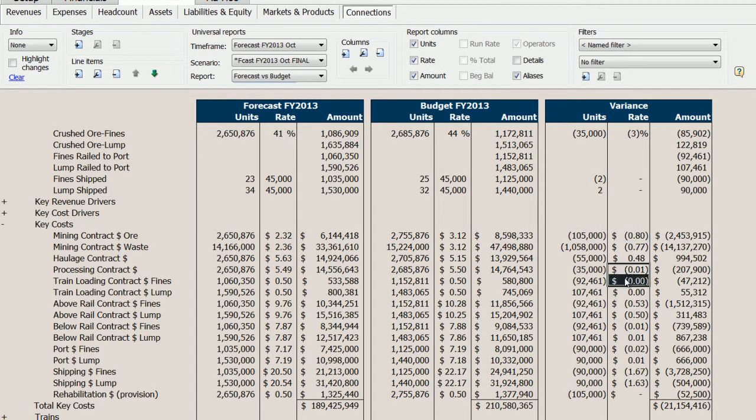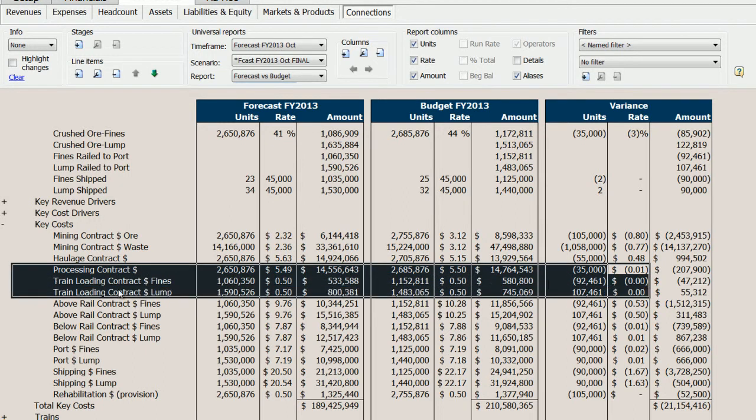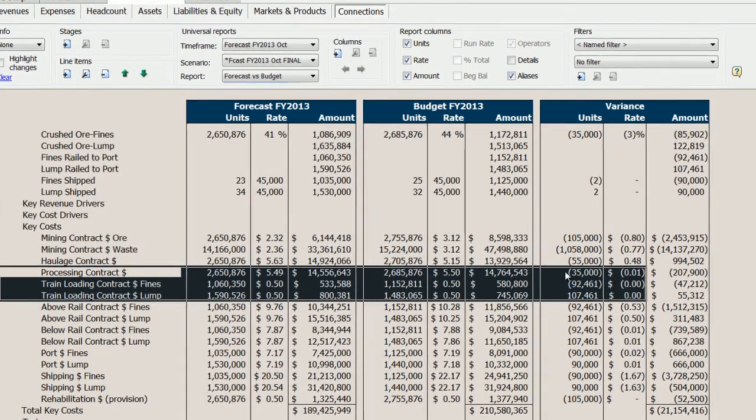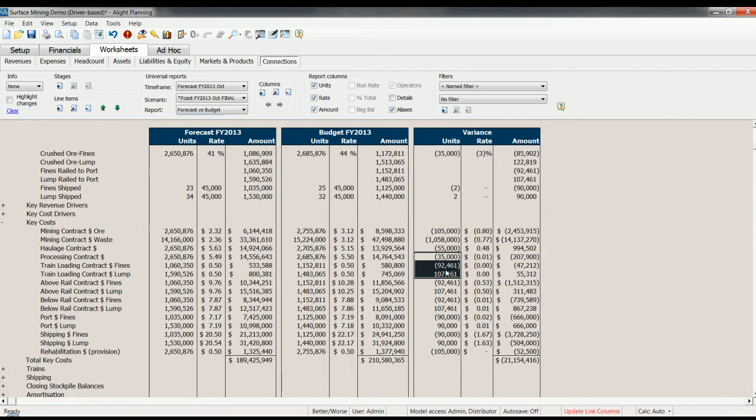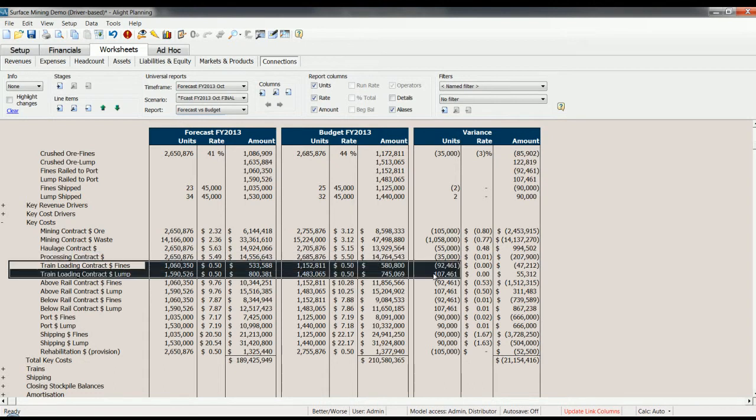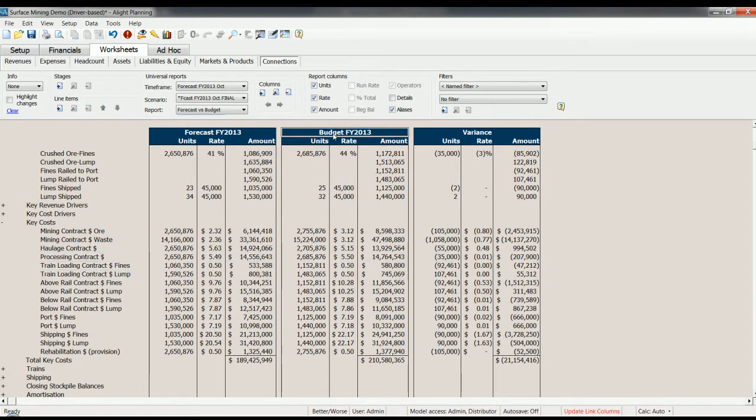So some of these here, for example, these items here, my processing contract and my train loading contract, have no variance in rates or next to no variance in rates, but they do have a variance driven by a change in the amount of ore processed or ore transported. So again, in Alight, because of the integrated nature of your model, because of the fact that both budgets and forecasts can exist within the same framework, it's possible then to report on those and compare them to each other at all levels, down to units and rates, down to operational drivers, right down to the account level.